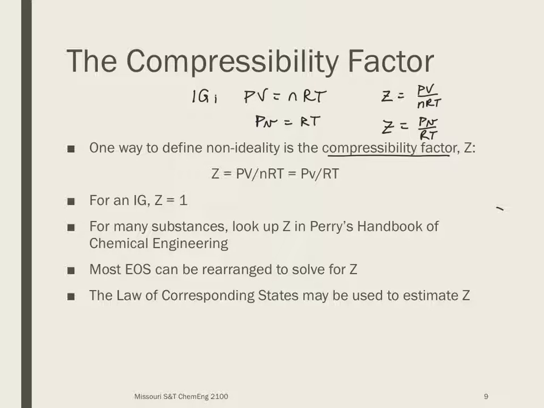So what is it? Well, a lot of times we can look these values up, and they can be found in things like the Perry's Handbook that we had talked about earlier. Many of the equations of state can be rearranged to solve for Z, and that's been done in this and many other textbooks. We can also use something called the law of corresponding states to estimate Z.